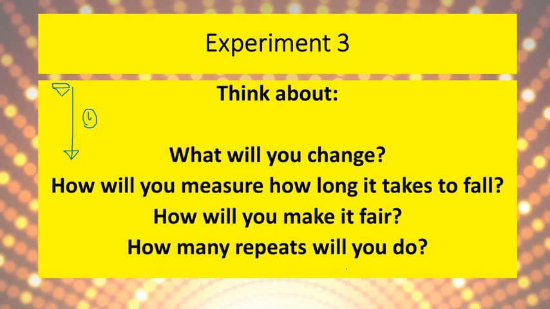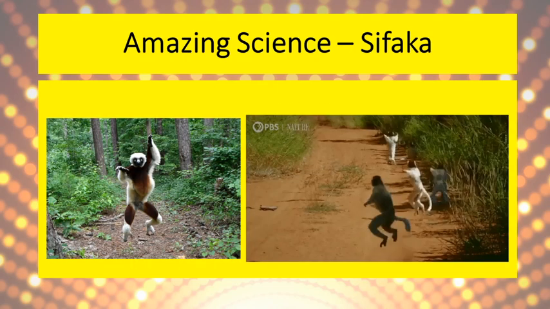Okay, so your task today is to choose one of those 3 experiments. Obviously, you can do more than one if you really want to do extra science, but my expectation is 1. You can do more if you want. That would be fantastic. You need to decide how you're going to carry out your experiment. You need to make a prediction. You need to record your results, and then you need to write a conclusion. Some pictures of you carrying out your experiments would also be fantastic.